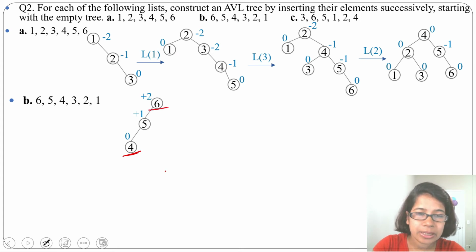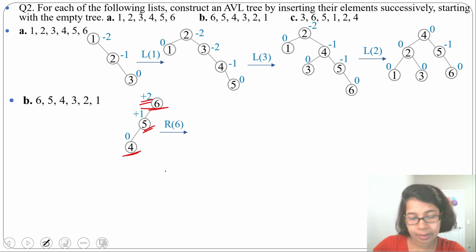Right rotation of 6, as for 6 balance factor is plus 2. So R of 6. After R of 6, this 5 will be parent. Immediate left child will be parent. So 5 will be parent, 4 will be its left child and 6 will be its right child. Now balance factor of every node is 0.